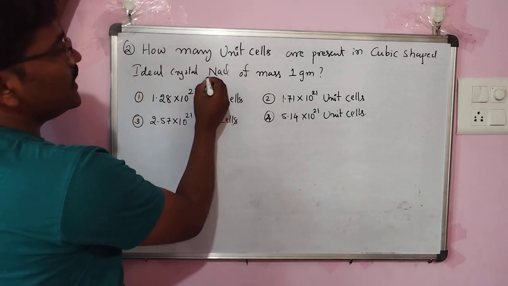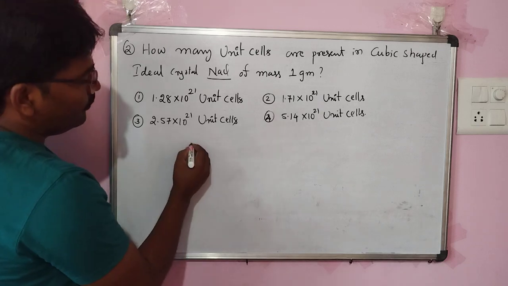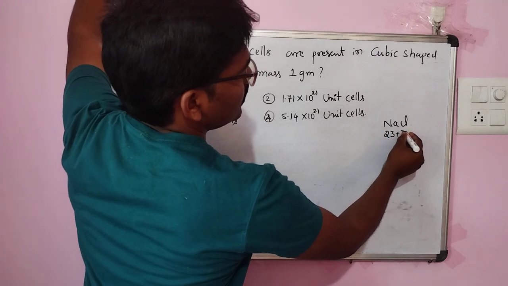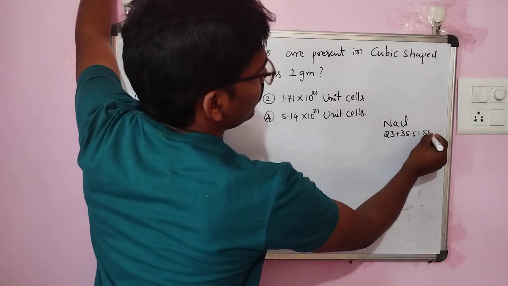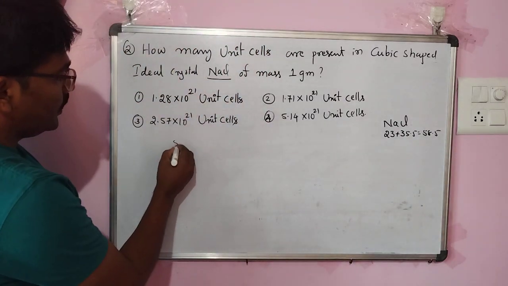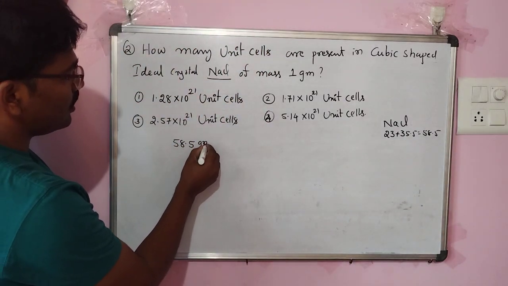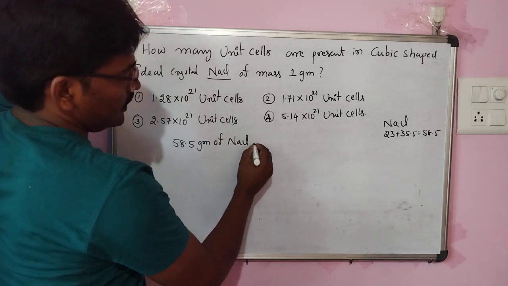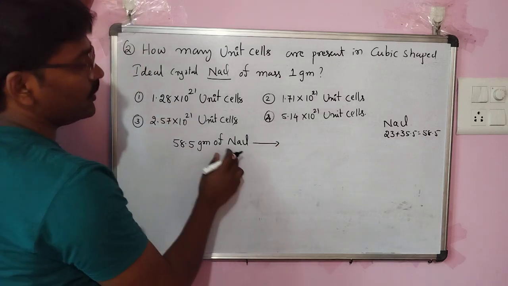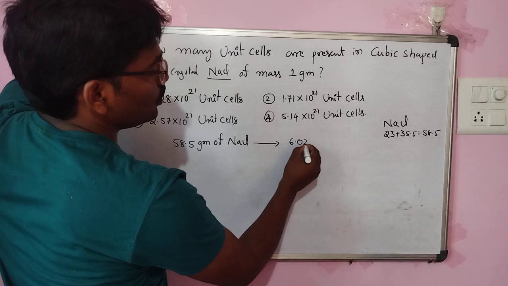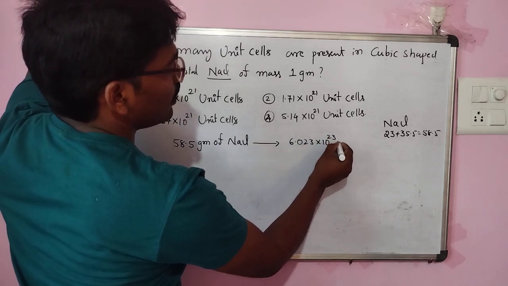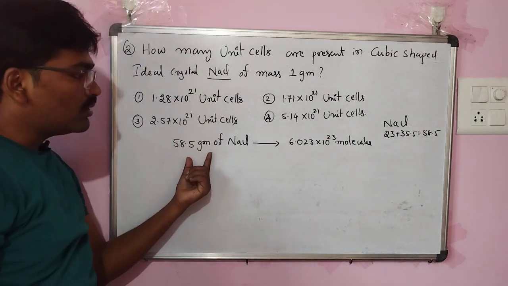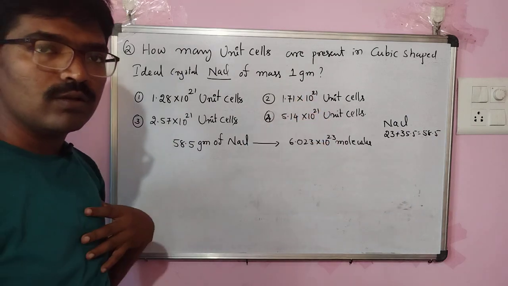Sir, actually the NaCl molecular mass, if you take it, 23 plus 35.5, is 58.5. So 58.5 grams of NaCl contains 6.023 into 10 to the power of 23 number of molecules. According to the mole concept, the molar mass of any compound contains Avogadro number of molecules.